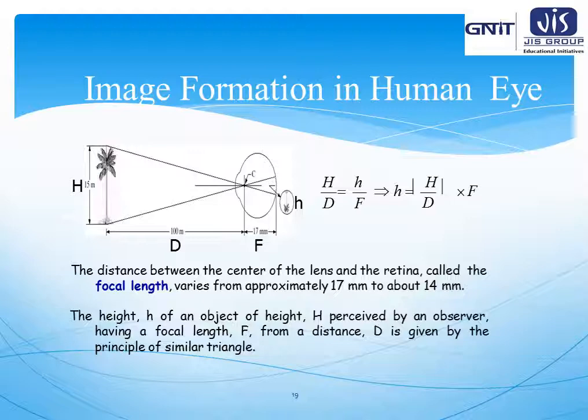The distance between the center of the lens and the retina, called the focal length, varies from approximately 7 mm to about 14 mm. The height h of an object of height capital H perceived by an observer having a focal length capital F from a distance capital D is given by the principle of similar triangles, and the formula is given here.